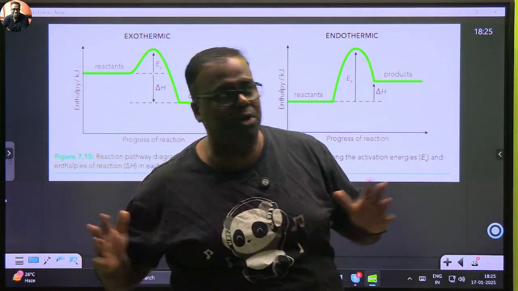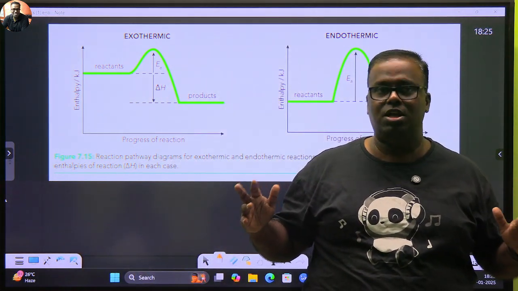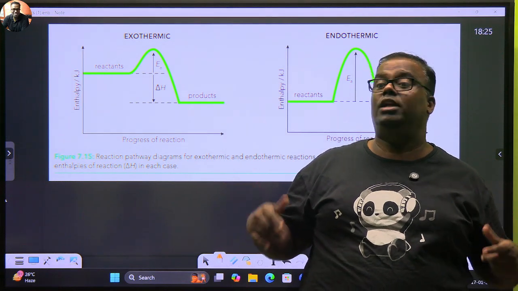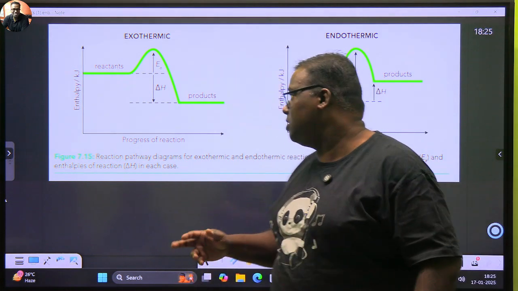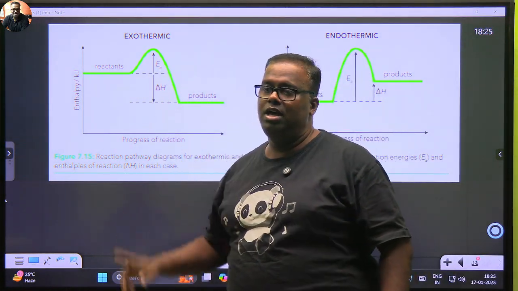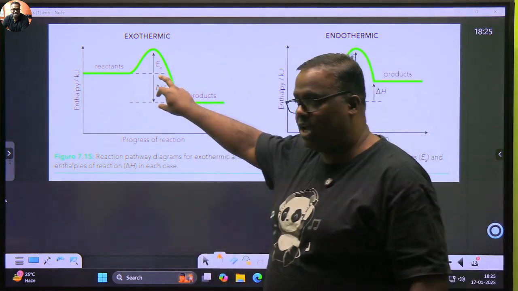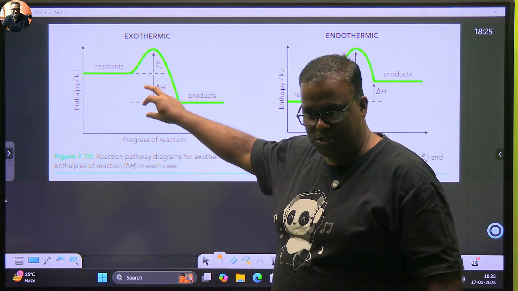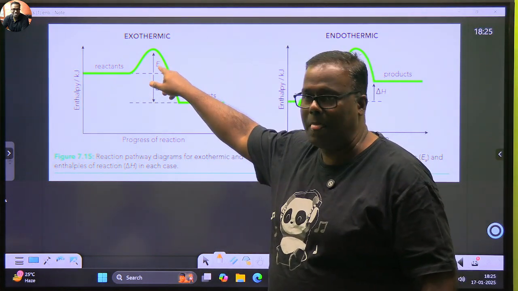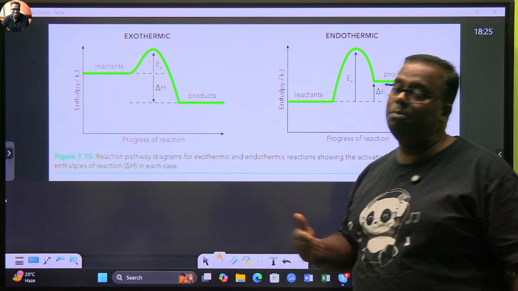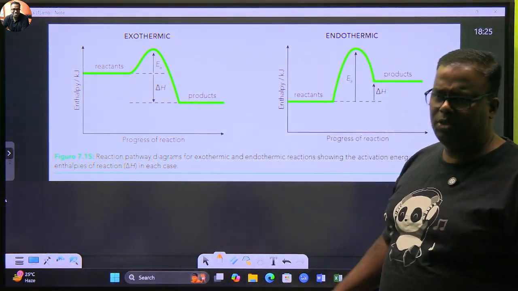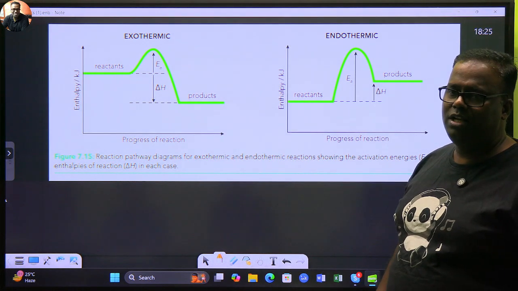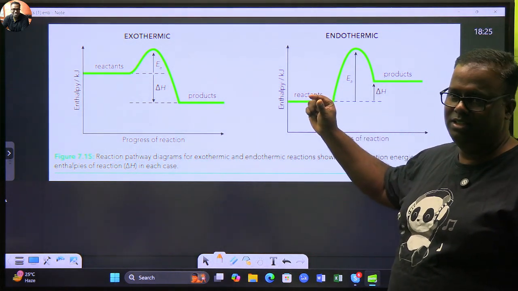You should be very particular and thorough with pathway diagrams. Pathway diagrams will be given to you. Identify whether the pathway is showing you endo or exo. Then there will be something where they'll label these and ask you what is what? Heat of reaction, enthalpy change. This is the activation energy. So when we go to chemical kinetics, we will be doing calculation based on this also. This is also an expense, at the end of the day. But this is very meager.